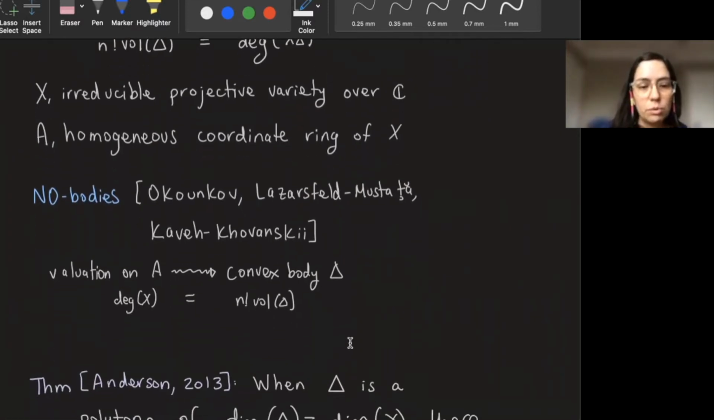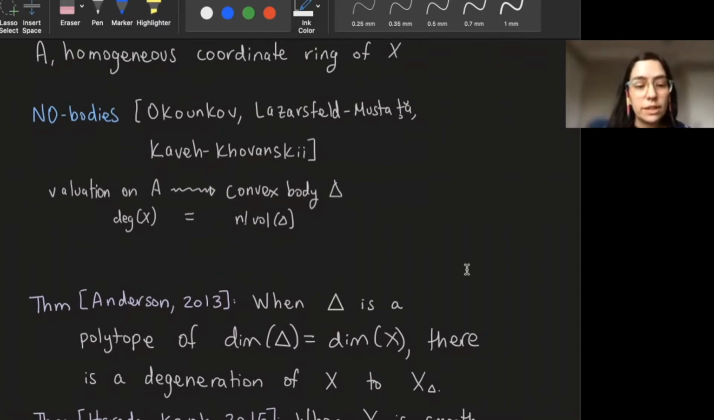Okay. So before I give you details on Newton-Okounkov bodies, what have they been used for? David Anderson proved that your Newton-Okounkov body does not have to be a polytope. It's just a convex body. But when it is a polytope, and it's a lattice polytope, and the dimension of your polytope is equal to the dimension of your variety, then you can find a toric degeneration of your original variety to the toric variety of this polytope. So a flat family.